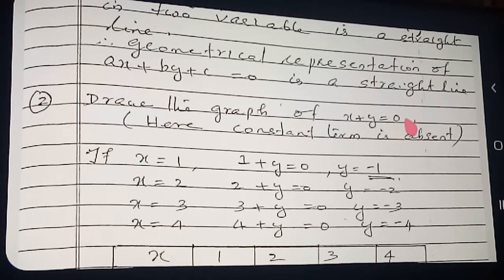Constant term, C term is absent. So while learning, you learn in such a way that the concept is clear. X term is there, Y term is there, and C term is not given. The meaning is that the constant term is absent. Its graph I have also shown here.